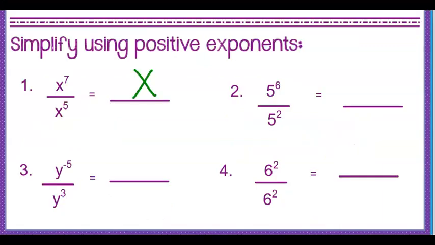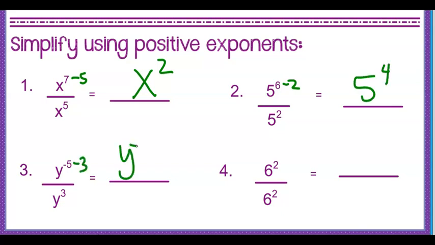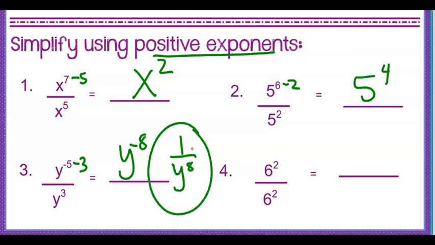The first one is x to the 2nd, because 7 minus 5 is 2. The second one is 5 to the 4th. The third one is y to the negative 8th, but we can't stop there because we need a positive exponent. So we're going to take the reciprocal and make the 8 positive. And the last one is 6 to the 0 power, and anything to the 0 power is 1.